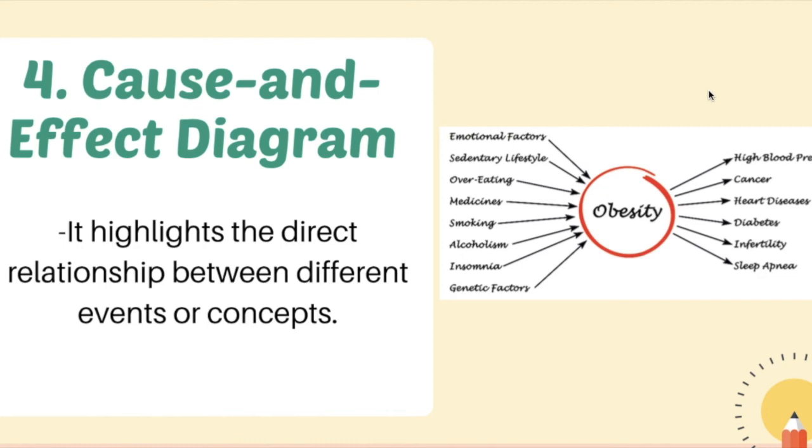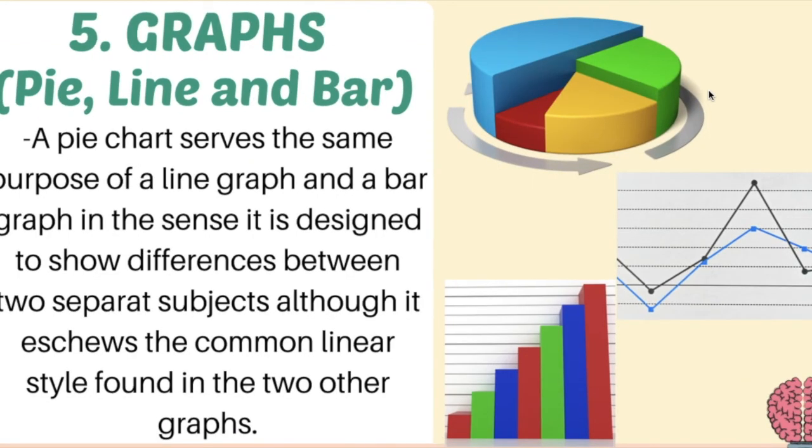Next, we have number 5. We have graphs. We have the pie, the line, and bar. A pie chart serves the same purpose of a line graph and a bar graph, in the sense it is designed to show differences between two separate subjects, although it eschews the common linear style found in the two other graphs. So we have here examples of the pie graph, the line graph, and the bar graph.